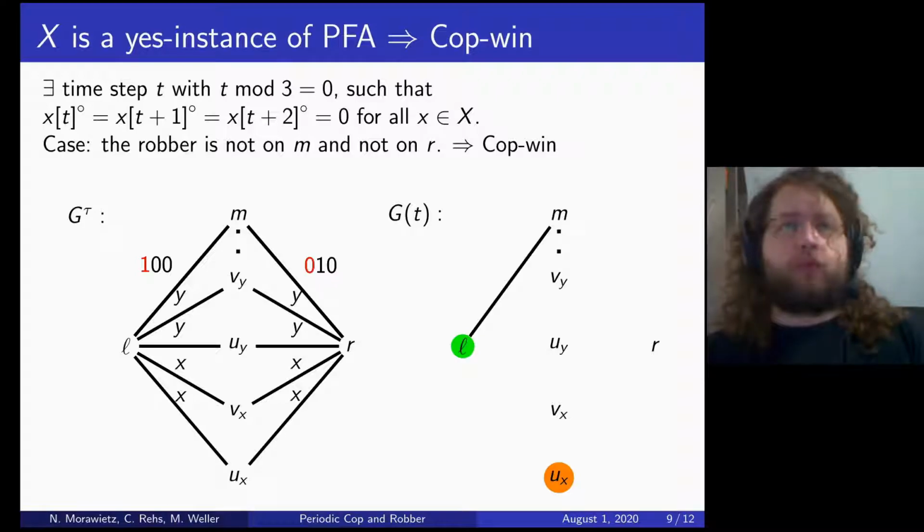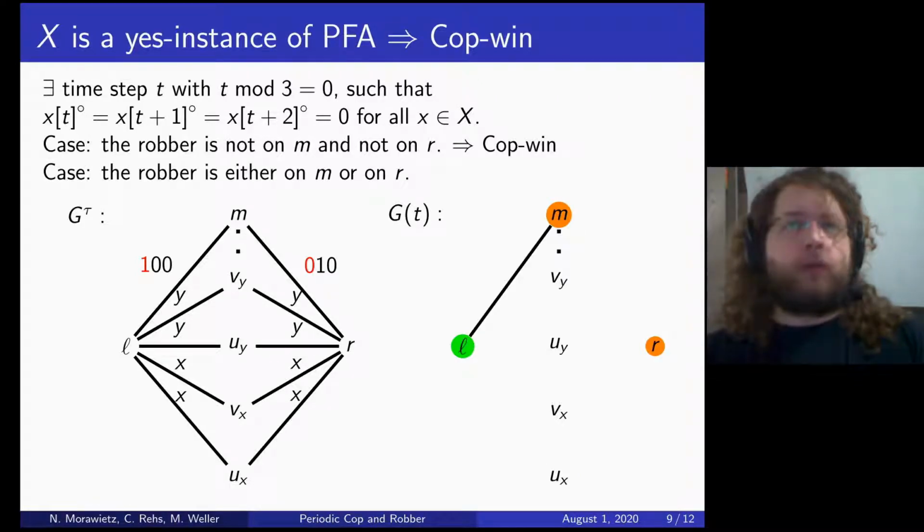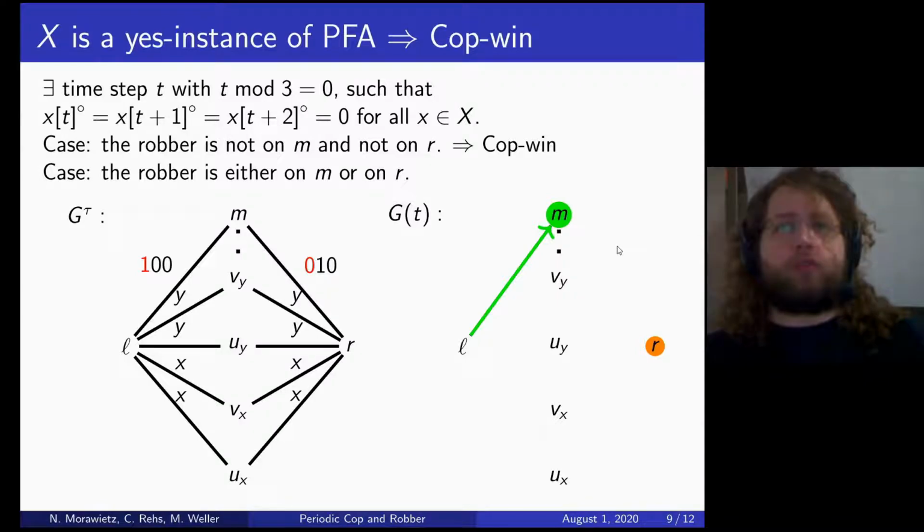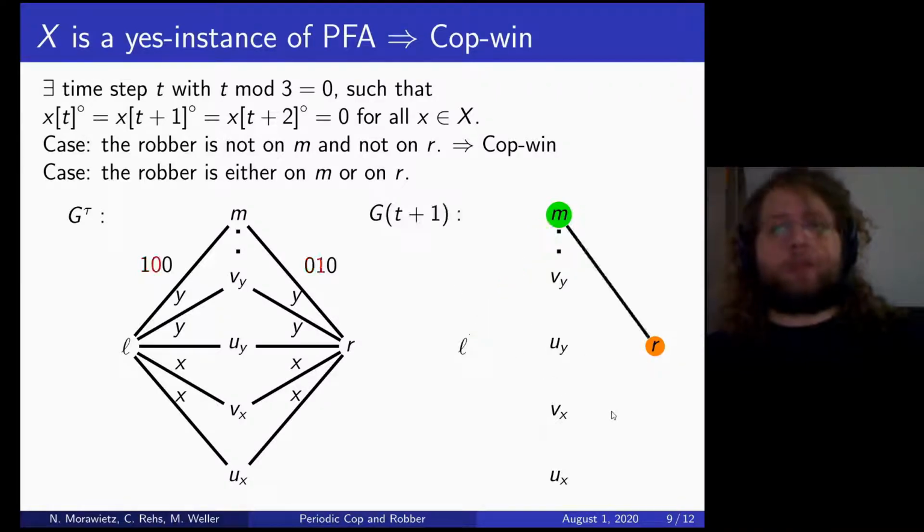So we only have to look at the cases where the robber is either on M or on R. In time step t, there's only the edge between L and M. So in time step t, the cop may move from L to M and catch the robber if the robber is currently on M. So in the following, let's assume that the robber is not on M, so he has to be on R. And since R is an isolated vertex at time step t, he cannot escape. So we increase the time step by 1.